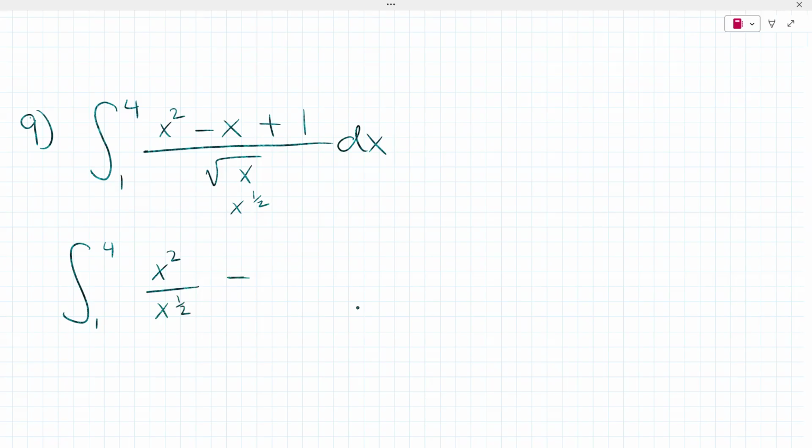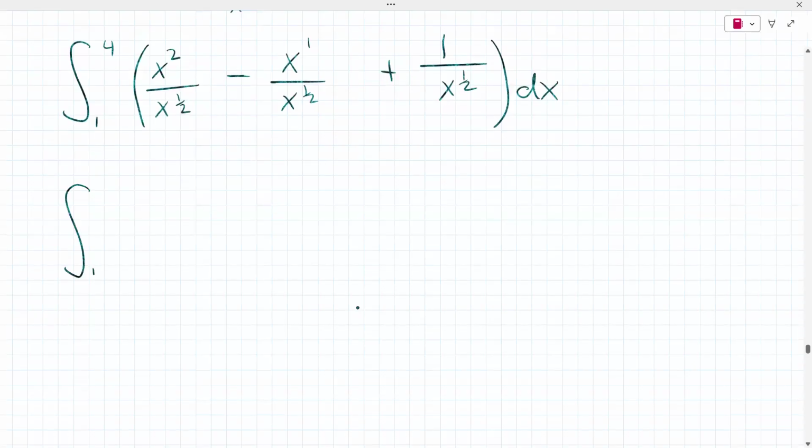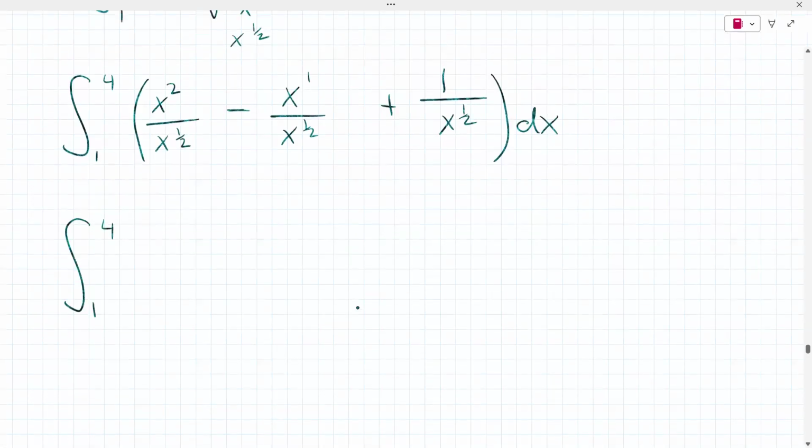minus x over x to the 1/2. Just write it out for right now. Plus 1, so divide everything by x to the 1/2. So this is 1 over x to the 1/2 dx. And this is going to be from 1 to 4.